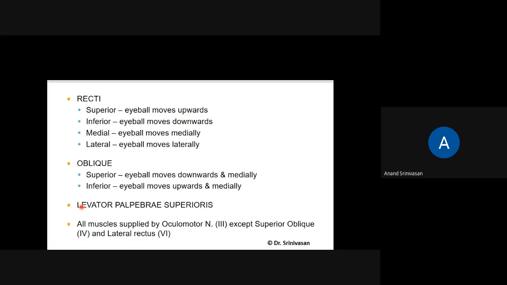The next muscle is the levator palpebrae superioris. What is this huge muscle name? Levator means elevation. Palpebrae means the eyelid. The eyeball is covered by eyelids, an upper eyelid and a lower eyelid. So which eyelid? The superior eyelid. There is a muscle present in the upper eyelid, which is the levator palpebrae superioris.